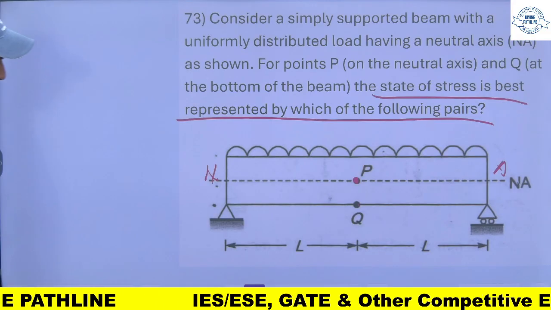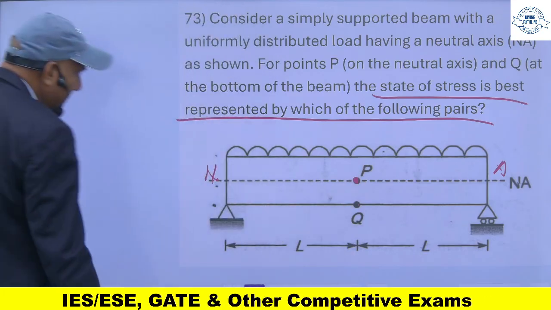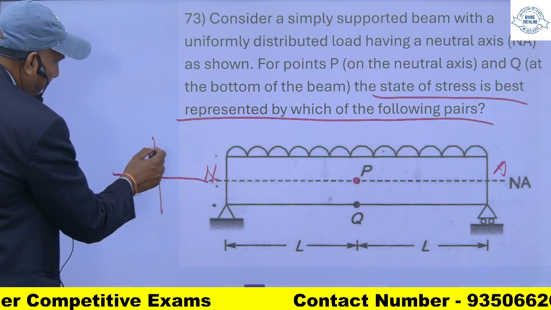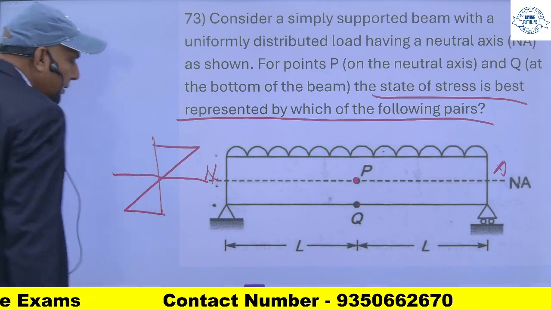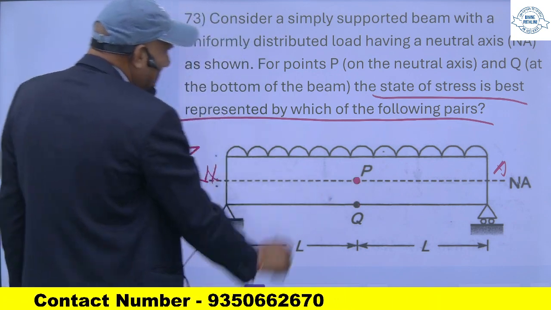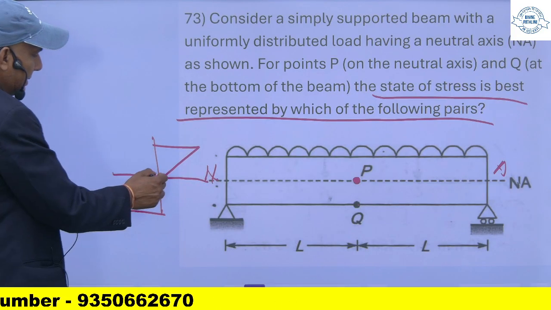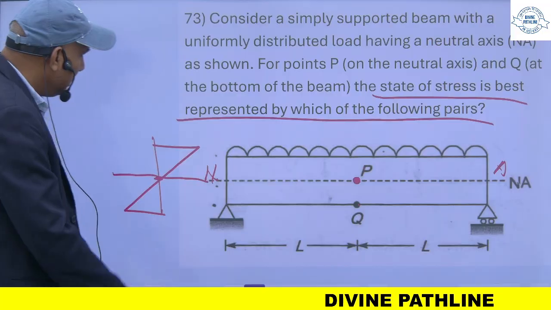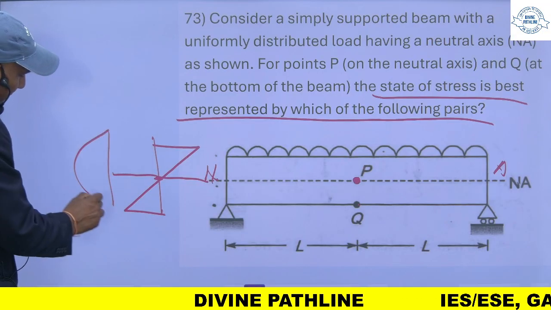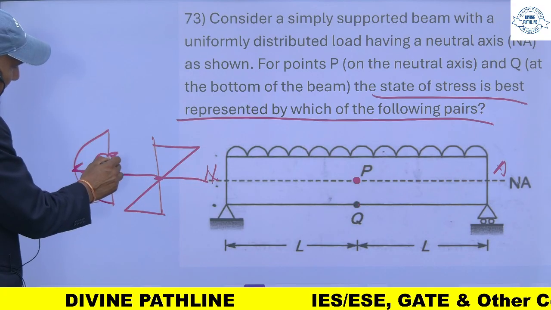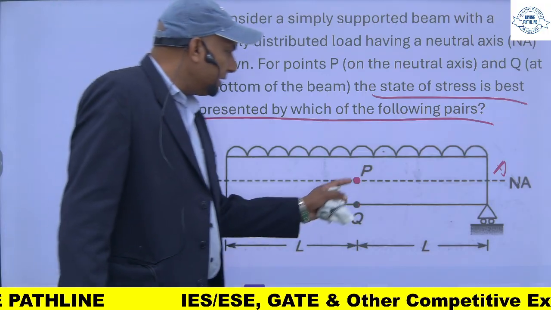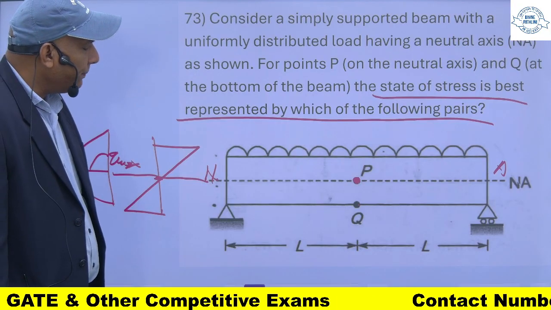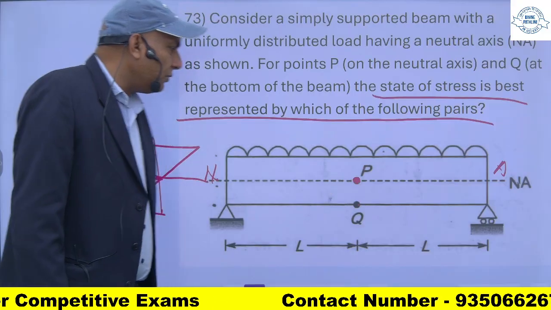P is at the neutral axis, so its stress diagram will be like this. It means at this point P, which is on the neutral axis, my bending stress is 0. So it is neither tensile nor compressive. But shear stress is maximum at the neutral axis. So at this point P, only shear stress is acting, while tensile and compressive forces will not be there.